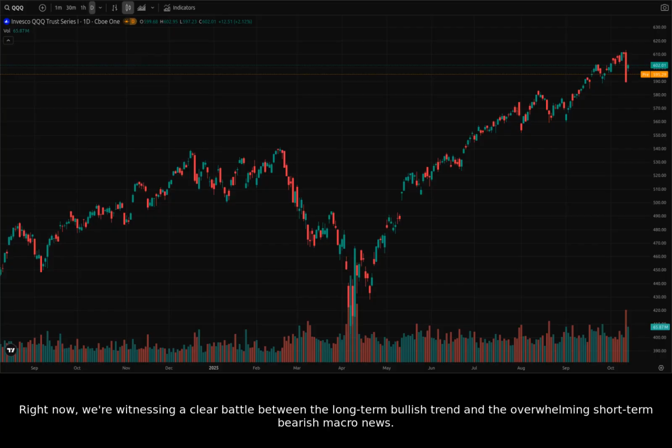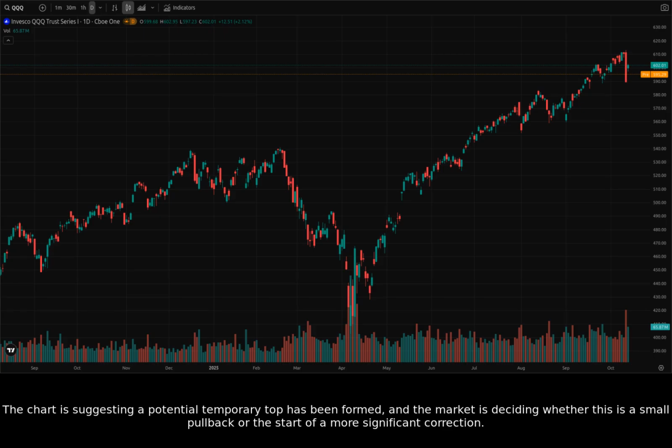Right now, we're witnessing a clear battle between the long-term bullish trend and the overwhelming short-term bearish macro news. The chart is suggesting a potential temporary top has been formed, and the market is deciding whether this is a small pullback or the start of a more significant correction.